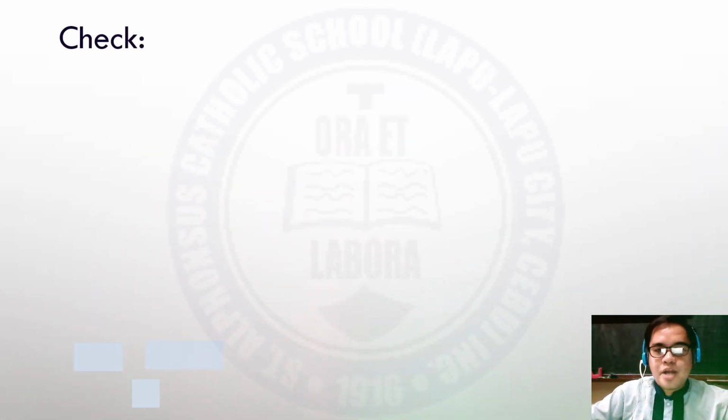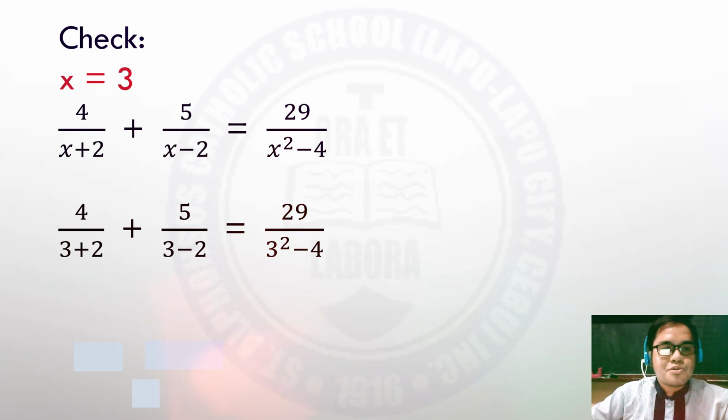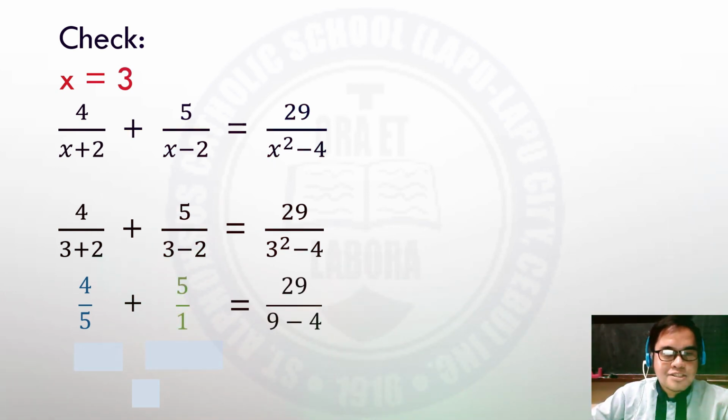To verify our answer, let's have this checking. x is equal to 3, and write the given rational equation. So substitute the value of x, which is equal to 3. So we have 4 over 3 plus 2 plus 5 over 3 minus 2 equals 29 over 3 squared minus 4. And we come up with 4 over 5 plus 5 over 1 equals 29 over 9 minus 4.